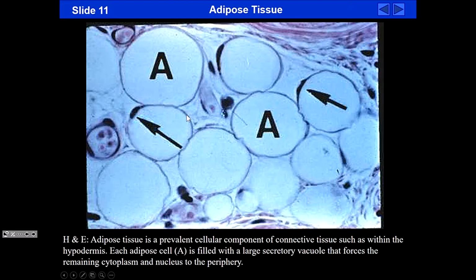The nucleus is pointed to by the arrow. See this? The nucleus is pushed to the perimeter. Here is another nucleus here. Here's another nucleus here, okay?